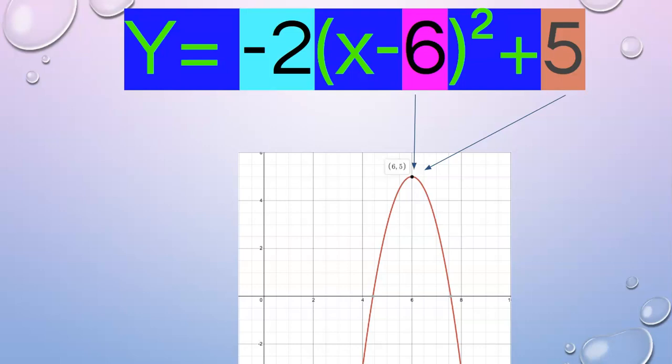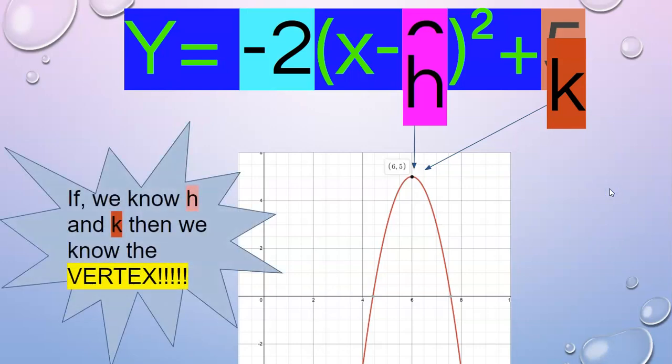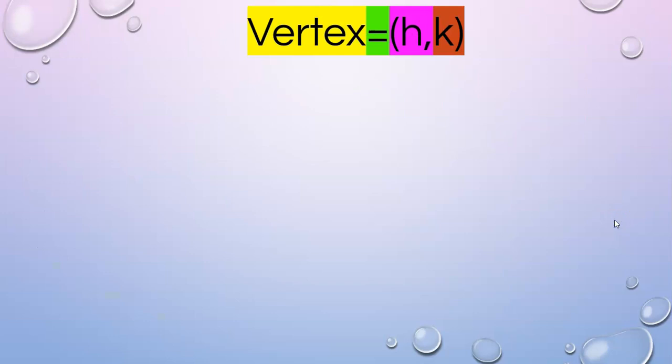Wow, that's very interesting. That's because the H value and our K value both represent our vertex. So if we know H and K, then we know the vertex. Keep that in mind: if I know what H and K are inside our equation, then I know what my vertex is, if the equation is written in vertex form. The vertex is made up of the H value and the K value, based on their position inside the equation.